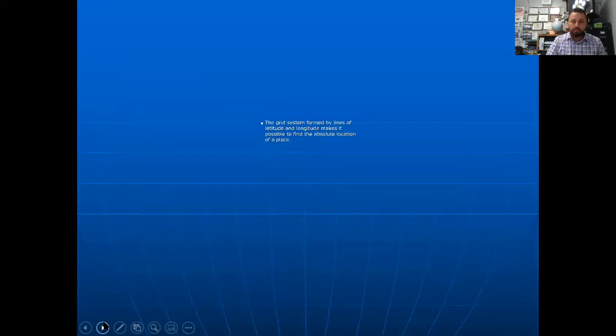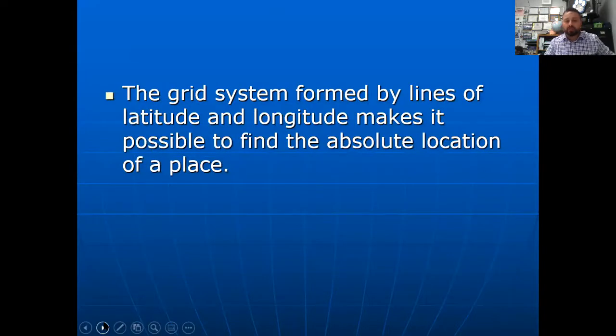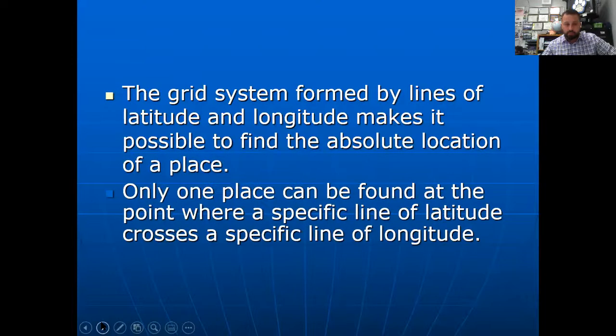Fun stuff. The grid system is formed by lines of latitude and longitude, and that makes it possible to find absolute location. That helps you find the exact location of everything on Earth, and that's what the geographers have put in so we can find stuff on your GPS at all times. Whether it's your phone, something in your car, or a satellite beam, we use GPS to locate that. Only one place can be found at the point where a specific line of latitude crosses a specific line of longitude. That's why it's your absolute location.